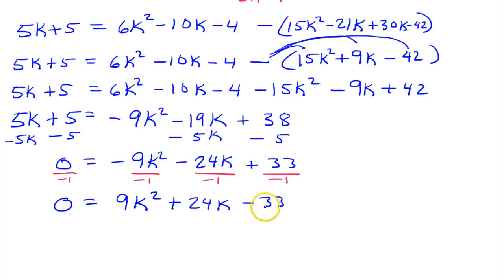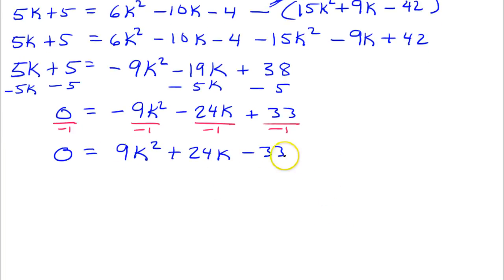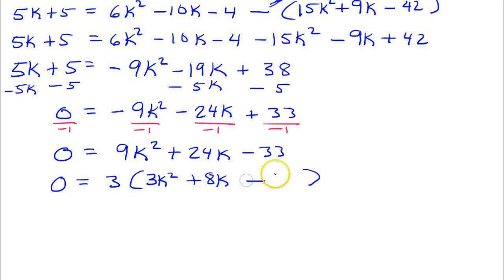Is anybody else noticing there's a GCF here? Yeah. All of these are divisible by 3. So before I try to factor this as a binomial times a binomial, I'm going to bring out that GCF of 3. So that'll leave 3k squared plus 8k minus 11. Okay, now I'll factor it the rest of the way. So this is kind of a long problem.